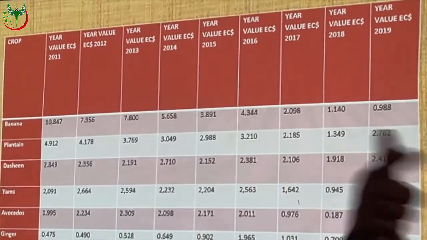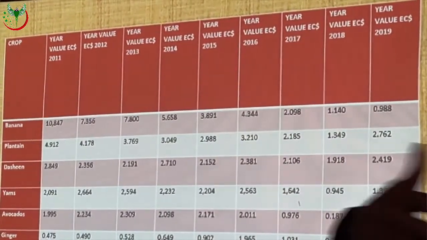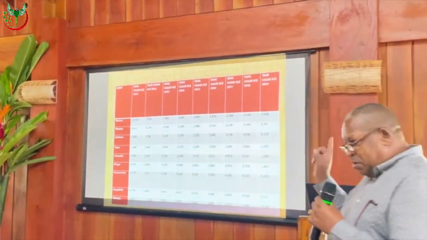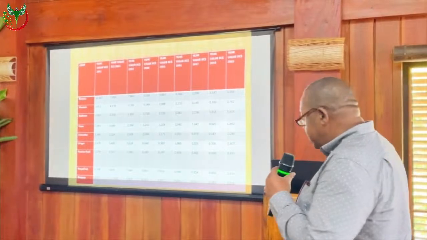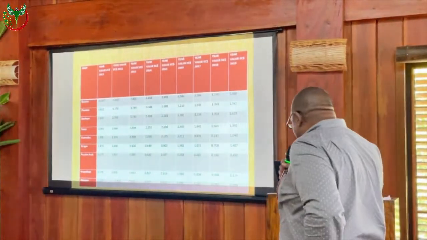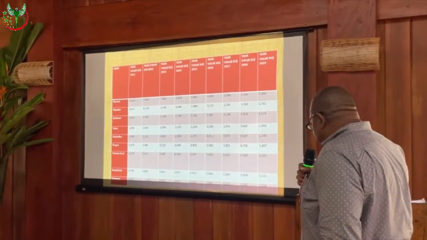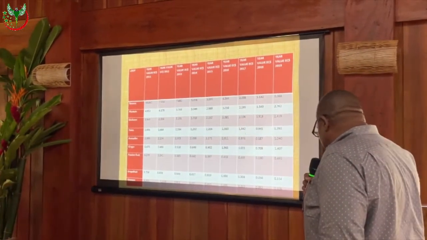And that is significant because after a hurricane, Dr. Thompson was talking about the recovery. Yeah. How quickly you recover. And one of the ways that farmers recovered was by the crop dasheen. And yams, as you can see where it was, and our citrus is going down.